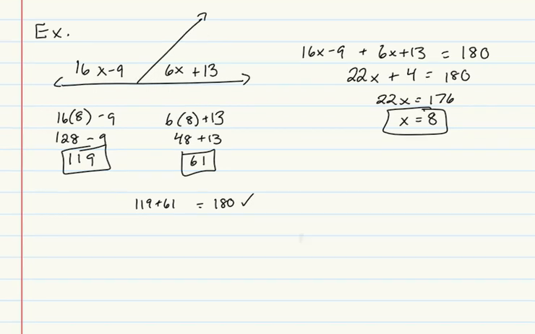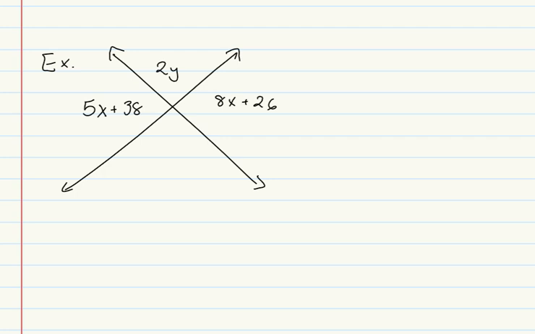And in our last example, we're going to look at vertical angles. In this problem, we want to find the value of each variable. Since I have vertical angles here and they both have x's, I want to set those two values equal and then solve that equation. So I combine my like terms across that equal sign, so I subtract 5x and I get 3x, subtract 26 and I get 12, divide by 3 and x equals 4.